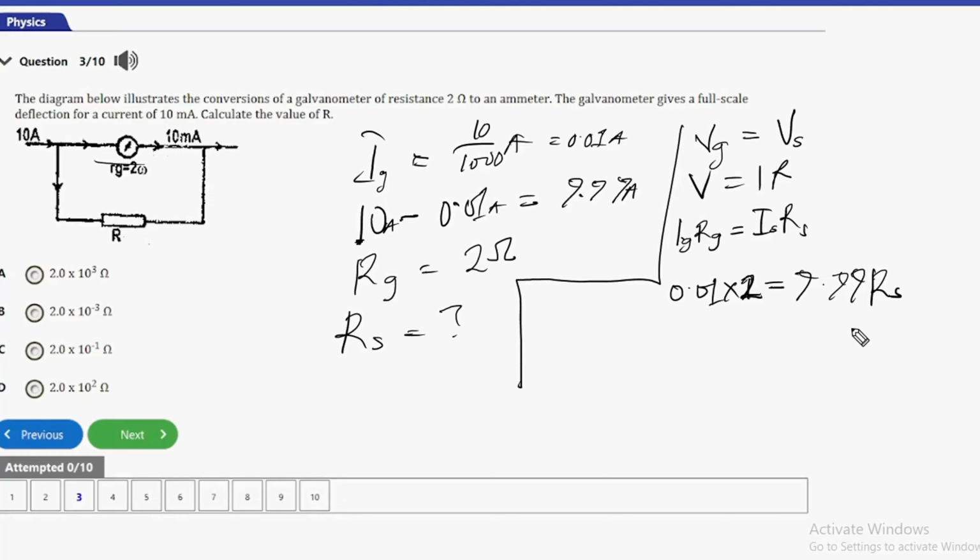Now to get this, we just divide both sides by 9.99. So in that case, RS is going to be 0.01 times 2, all over 9.99. So this will be 0.02 over 9.99, and this will be 2 times 10 to the power of negative 3 ohms.